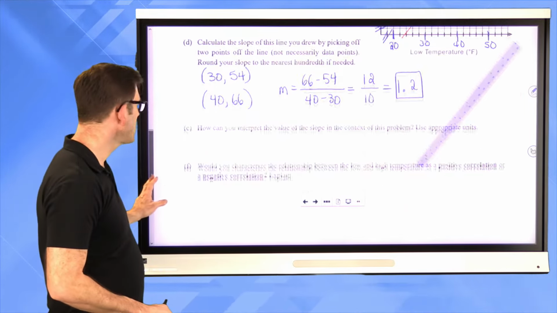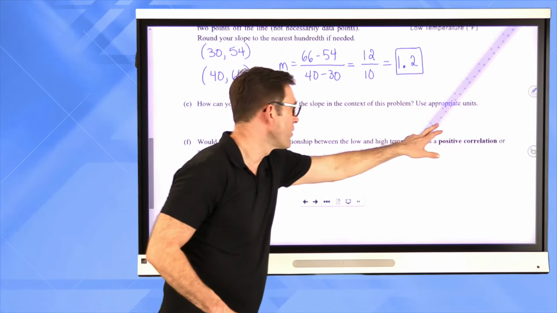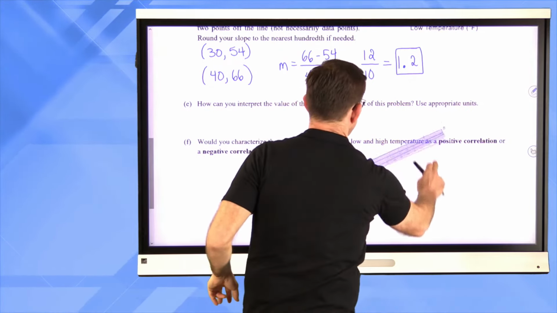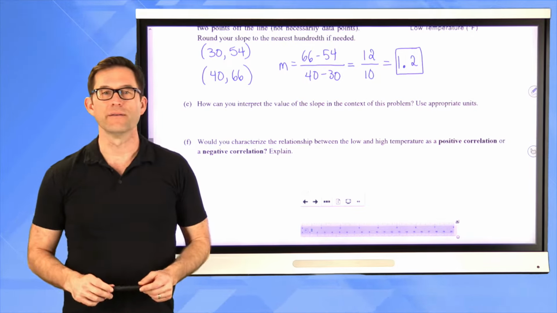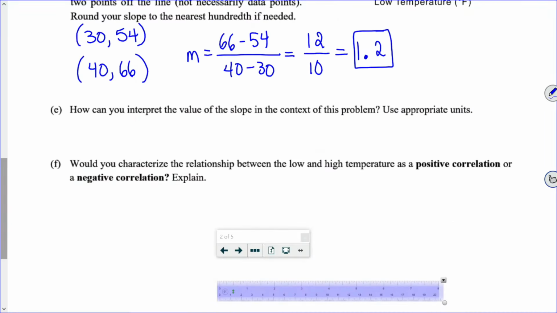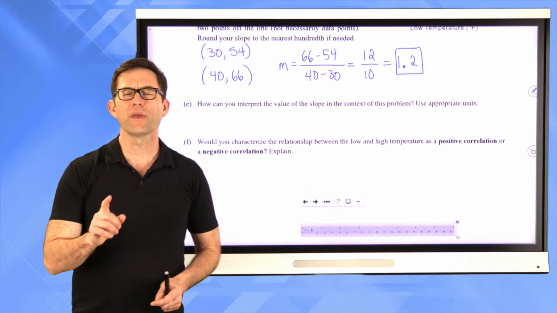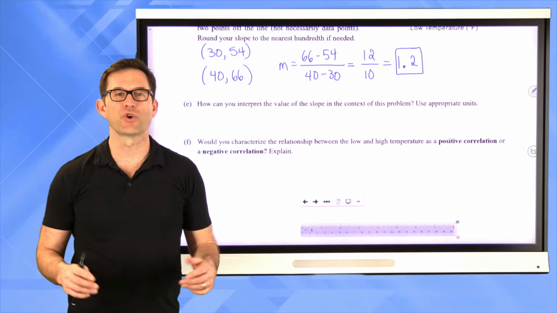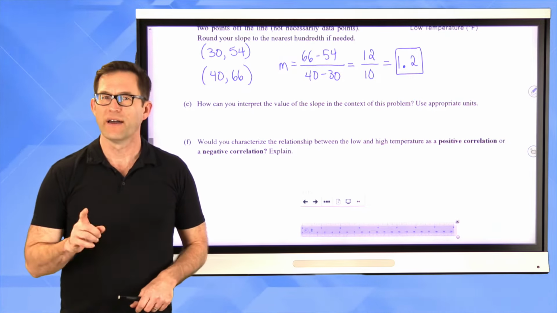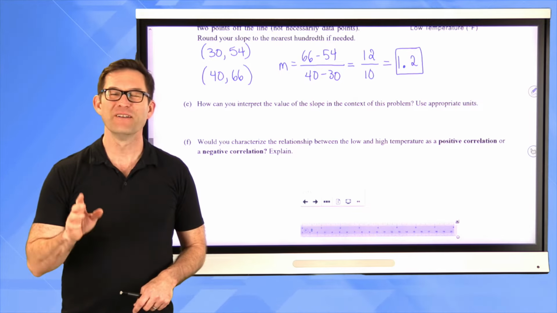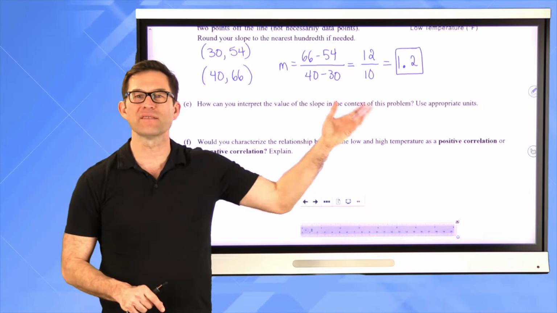Let's talk about letter E and maybe get rid of this ruler so it's not so distracting for us. Let's take a look at letter E. How can you interpret the value of the slope in the context of this problem? Use appropriate units. Well, I'd like you to think about this a little bit. We certainly have talked about interpreting slopes in applied linear problems before. I know it was a little while ago, but see if you can tell me what that slope really means.